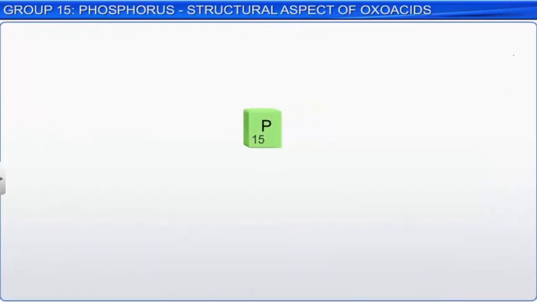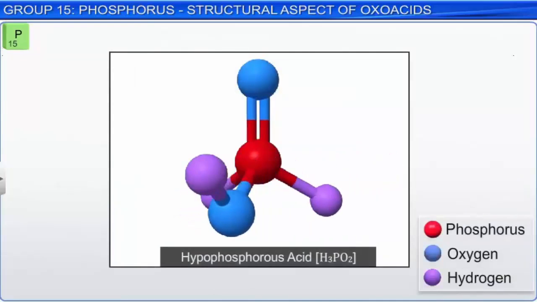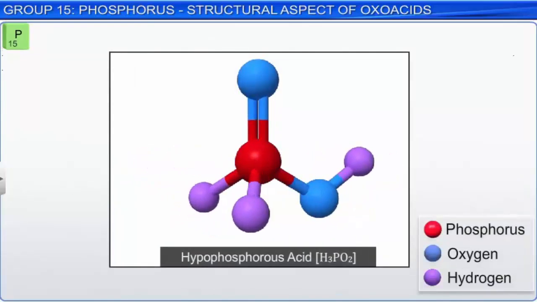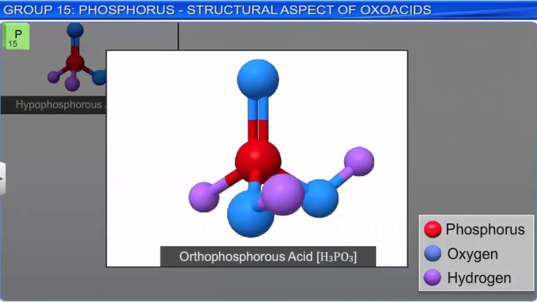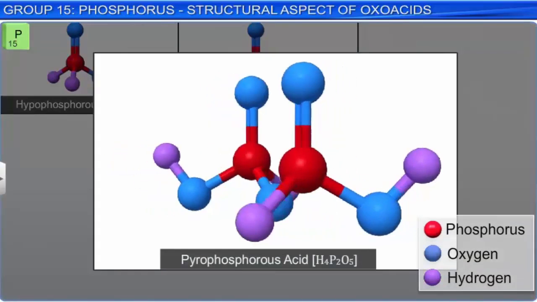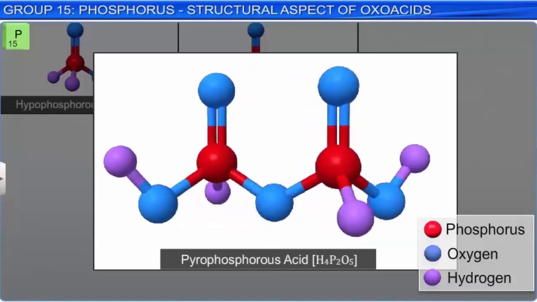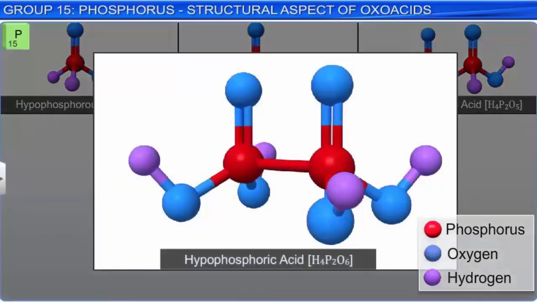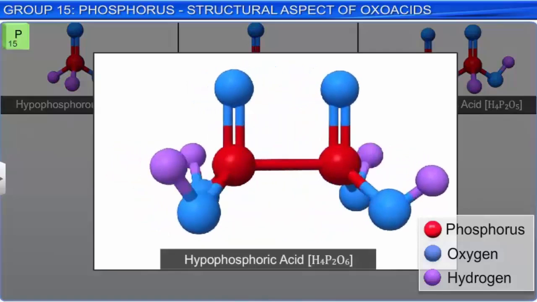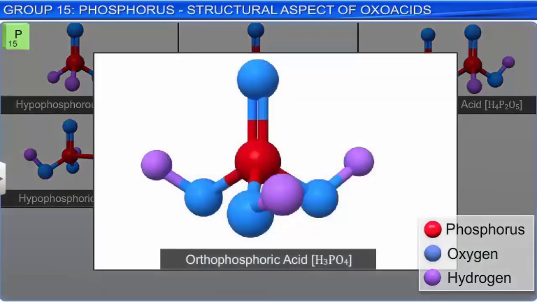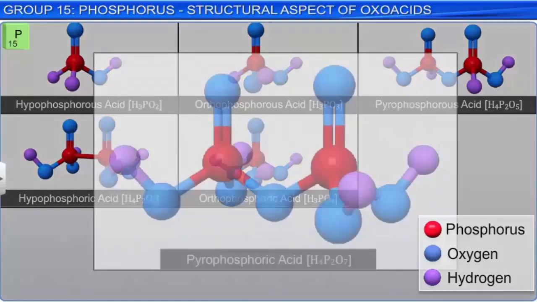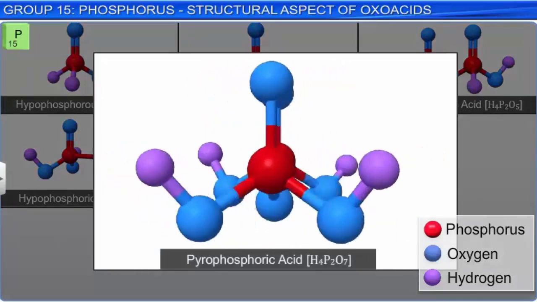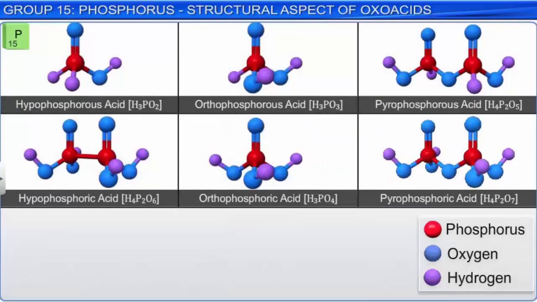You know that phosphorus forms a number of oxoacids, such as hypophosphorus acid, orthophosphorus acid, pyrophosphorus acid, hypophosphoric acid, orthophosphoric acid, pyrophosphoric acid, and metaphosphoric acid.